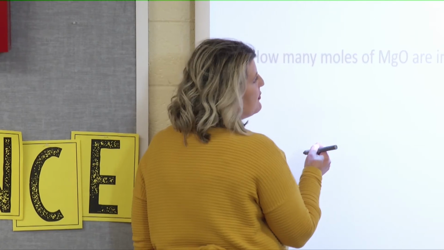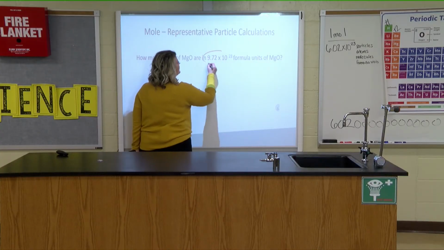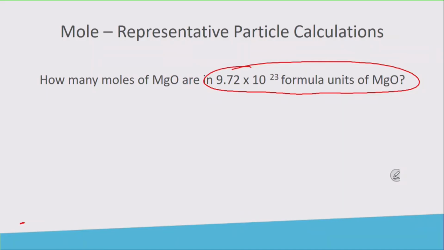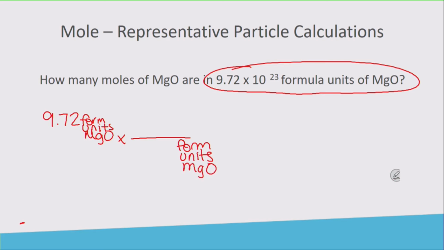How many moles of MgO are in 9.72 times 10 to the 23 formula units of MgO? Same thing, start with your given. In this case, we have 9.72 times 10 to the 23 formula units of MgO. And what's next? Next is we draw an X and a line. Keep following the same process. What happens next? We take the unit that's on the top and you drop it to the bottom to cancel. So we're going to put formula units of MgO at the bottom.